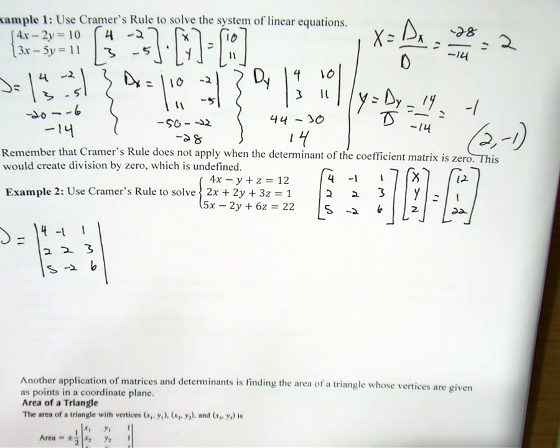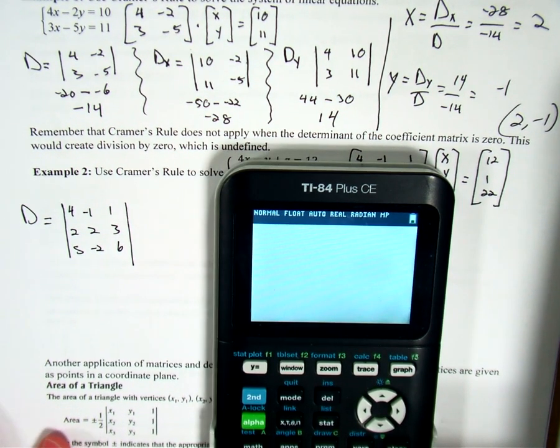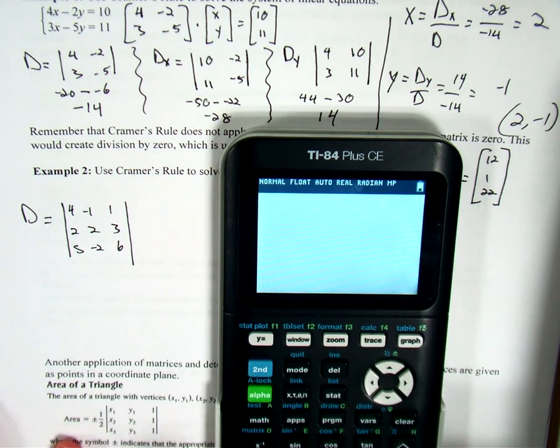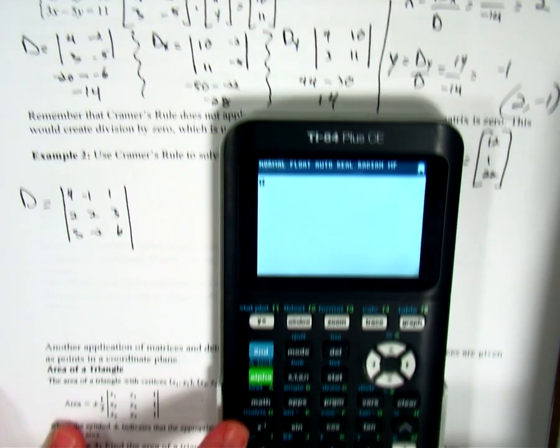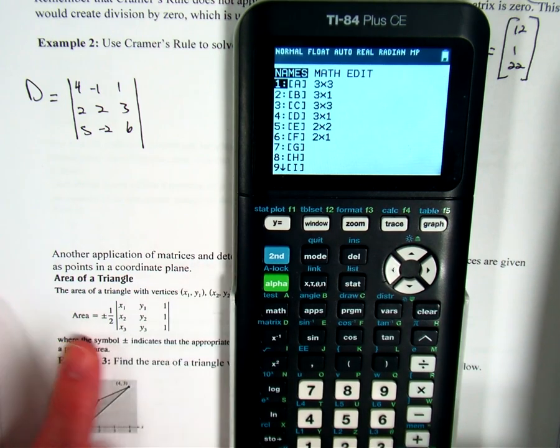If you do get a nice one, or you could probably do it by paper and pencil or brain power quicker, go for it. Okay, just a little refresher here with our calculator. There's matrix. We're going to go second x negative 1 to get to the matrix menu.